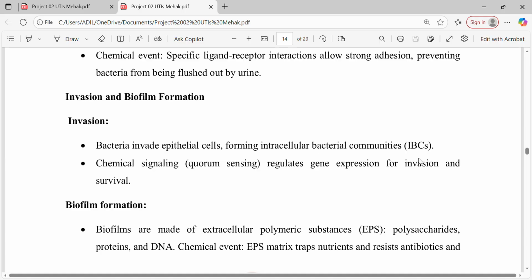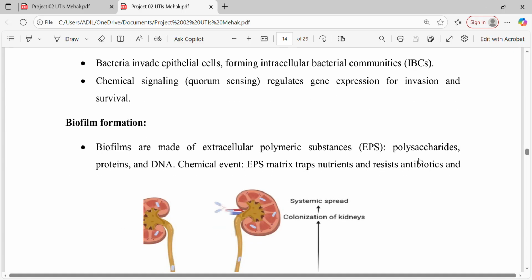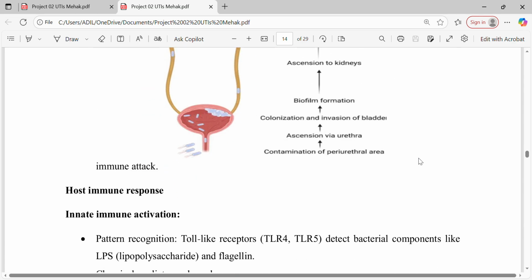Invasion and biofilm formation. Invasion. Bacteria invade epithelial cells, forming intracellular bacterial communities. Chemical signaling regulates gene expression for invasion and survival. Biofilm formation. Biofilms are made of extracellular polymeric substances: polysaccharides, proteins, and DNA. Chemical event: the EPS matrix traps nutrients and resists antibiotics and immune attack.